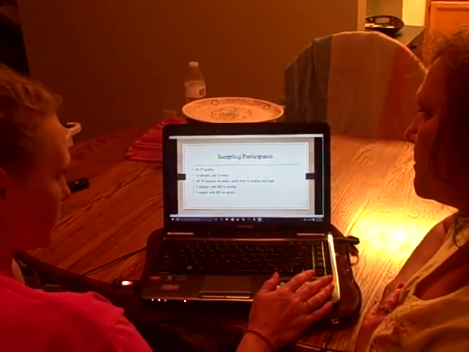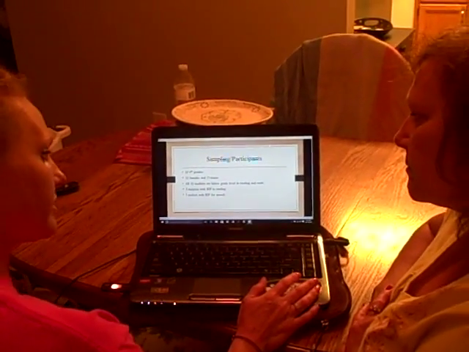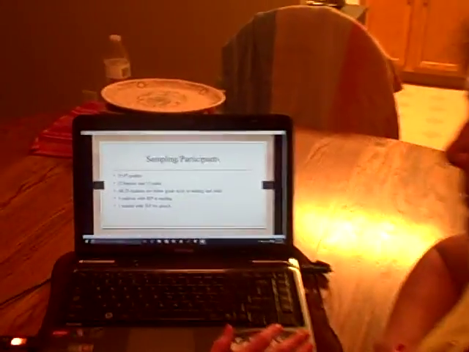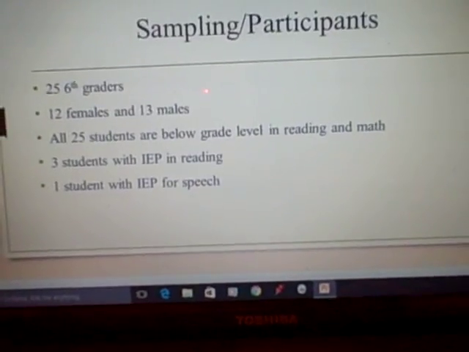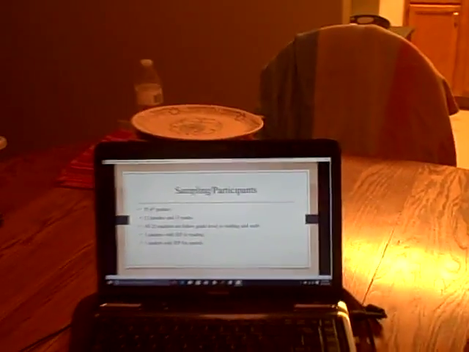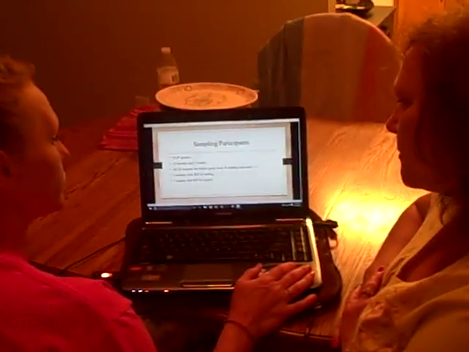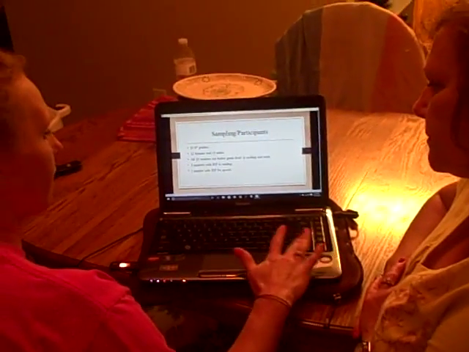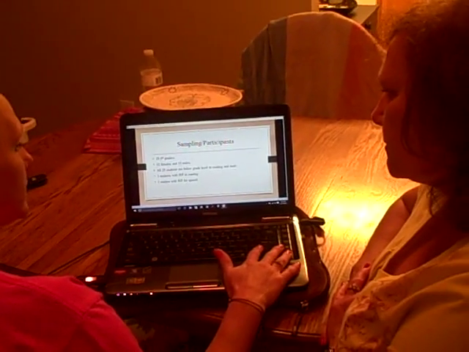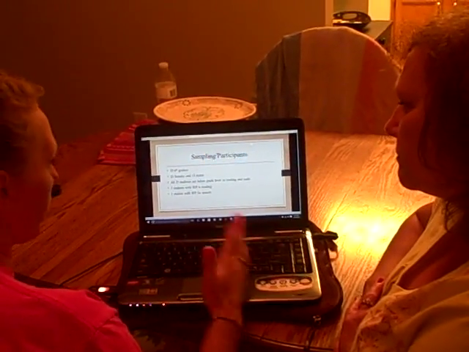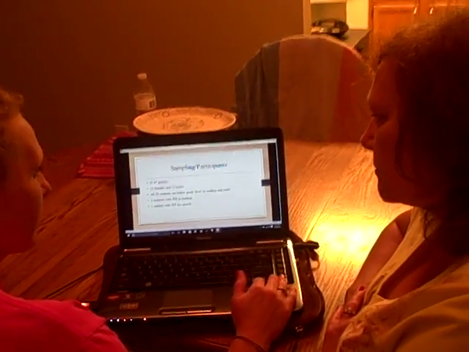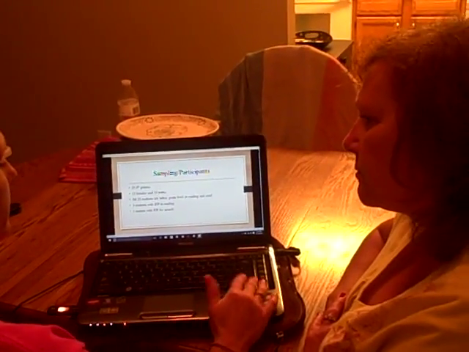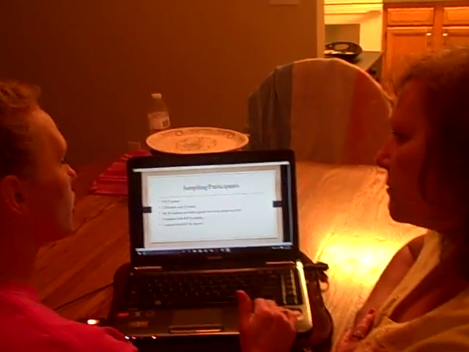The participants for this study are going to be 25 6th graders, 12 females and 13 males. All 25 students are below grade level in reading and math. 3 students have an IEP in reading and 1 student has an IEP for speech. So it's a very mixed group of students, but all of them are below grade level when it comes to reading and math. And that's what I think becomes some of the struggle for some students: they struggle with reading.